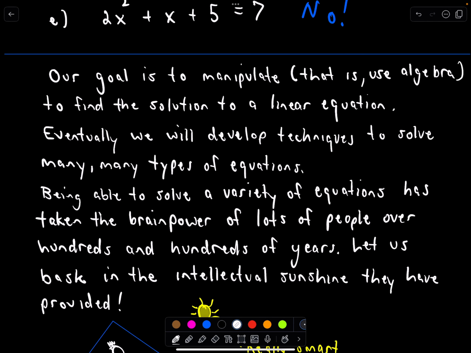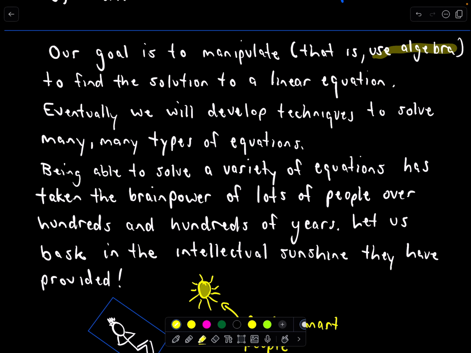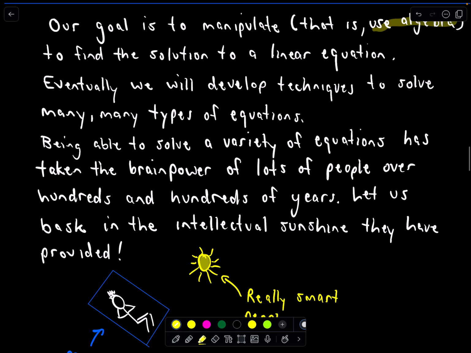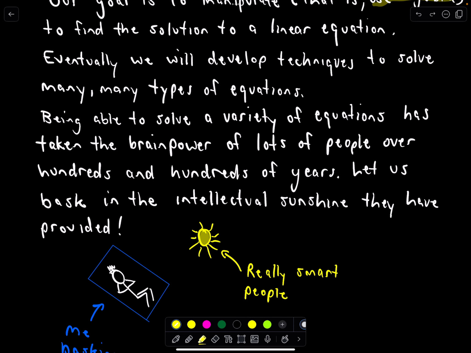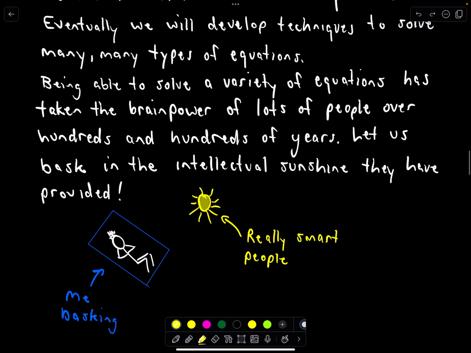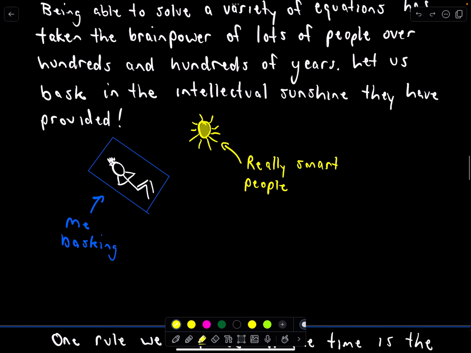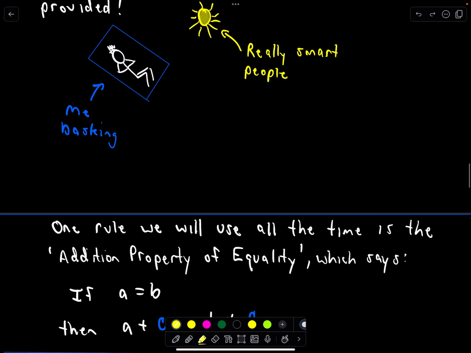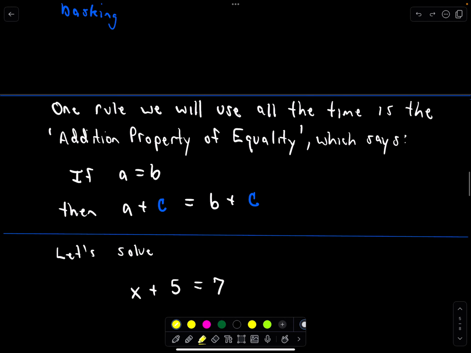So again, our goal here is to manipulate, and by manipulate, I mean we're going to use algebra. When people say use algebra, what does that mean? Those are the tools that we're allowed to use. Those are the ways that we can manipulate these equations to find the solution. Down the road, eventually you're going to have lots of different types of equations and lots of different techniques. It's taken literally hundreds and thousands of years to come up with these techniques. So it is quite fascinating historically, because we didn't just always have this information and these tools.